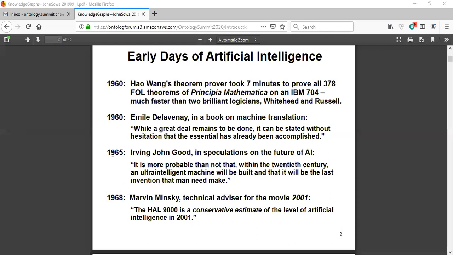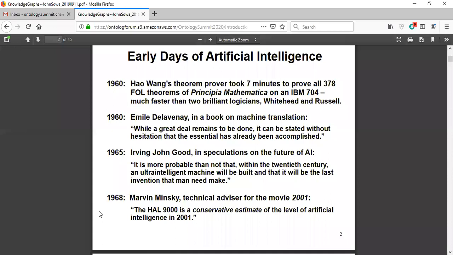Marvin Minsky was the technical advisor for the movie 2001: A Space Odyssey, and he said that the HAL 9000, which was the computer featured there, is a conservative estimate of the level of AI in 2001. And again, we haven't quite gotten there. So there's a lot more that needs to be said.